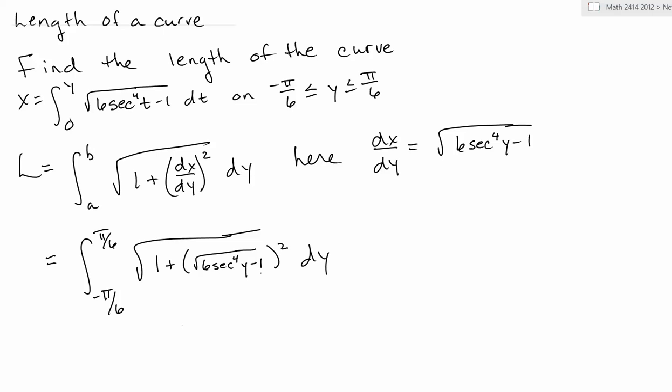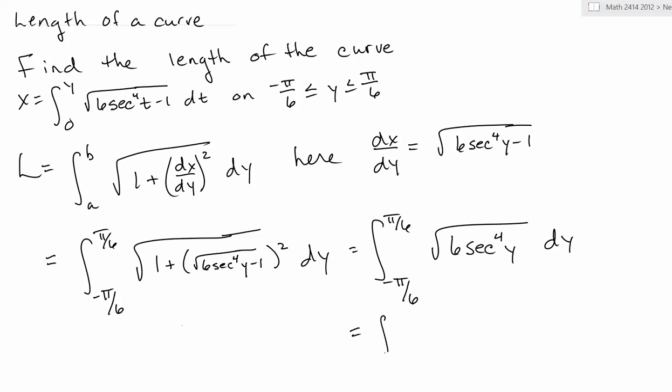So you're just left with 6 secant to the fourth y under the square root. This simplifies to the integral from negative pi over 6 to pi over 6 of the square root of 6 secant to the fourth y dy. Now, this 6 in front cleans up as just the square root of 6. That's just a number times the square root of secant to the fourth y. You can split up a radicand when it's multiplication, so you can think of this as the square root of 6 times the square root of secant to the fourth y dy. That's totally a legal move.